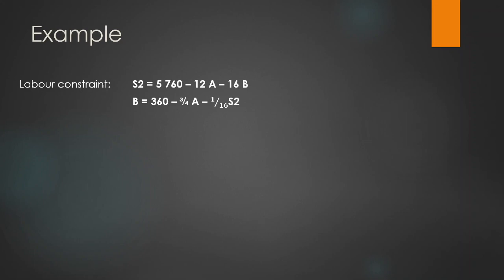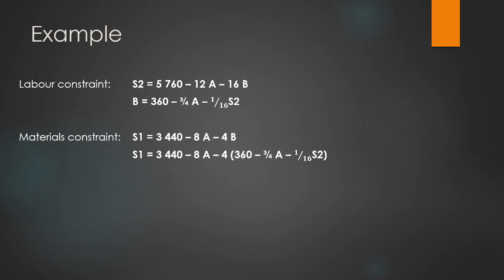Let us begin with the materials constraint. We begin with S1 is equal to 3,440 minus 8A minus 4B. We then replace B with 360 minus 3/4 A minus 1/16 S2. We multiply this out and simplify, and we get S1 is equal to 2,000 minus 5A plus 1/4 S2.